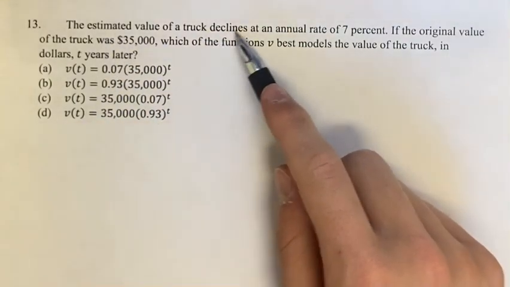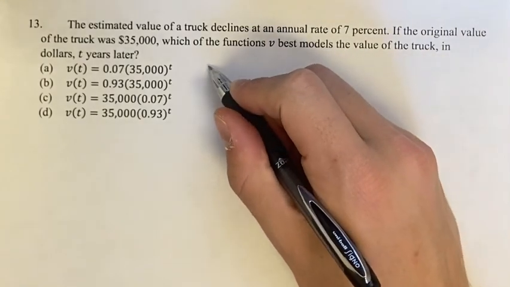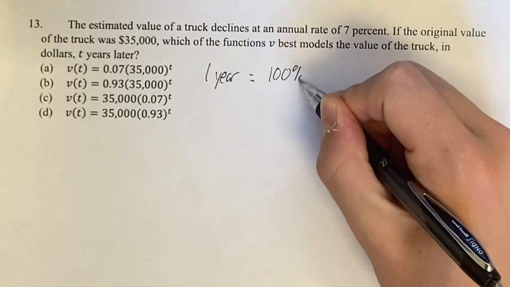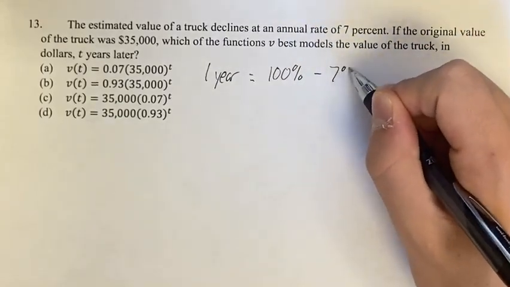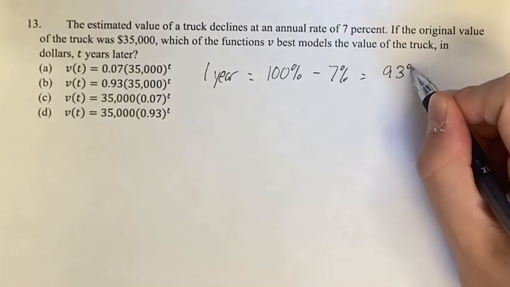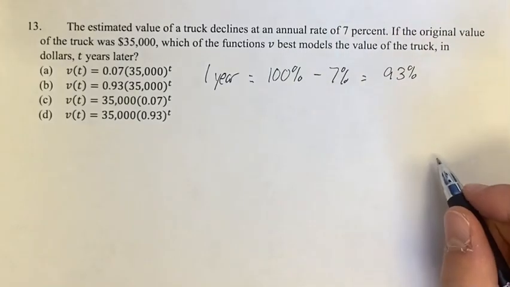So if the value of a truck is declining at an annual rate of 7%, then in any 1 year, we're going from 100% of our current value, and then we're subtracting 7%. What is this equal to? 100 minus 7 is 93%. So every year it's going to be 93% of the year before.